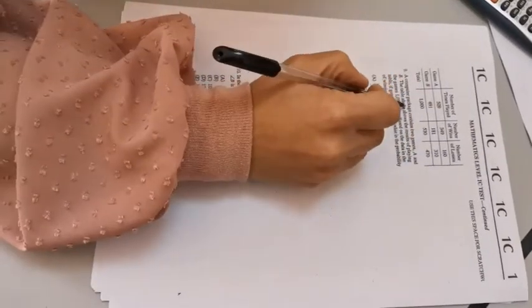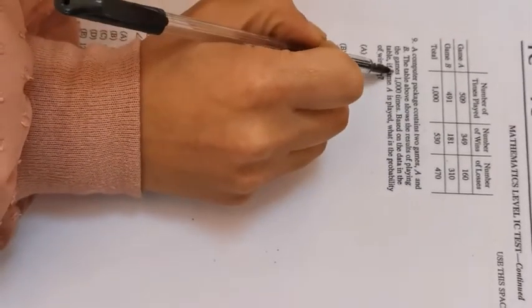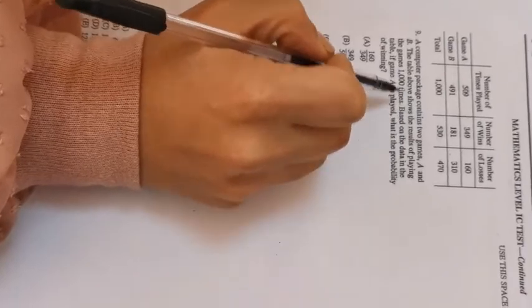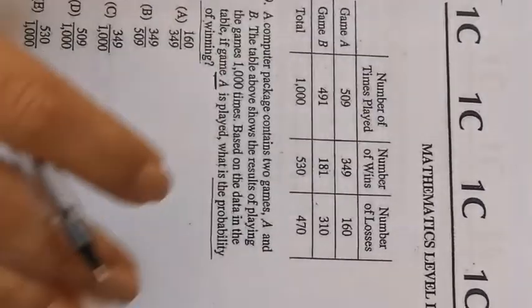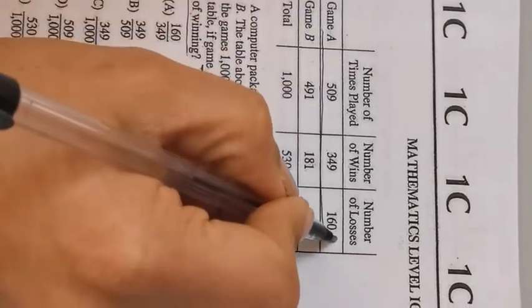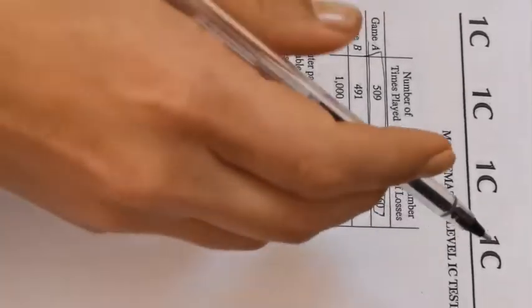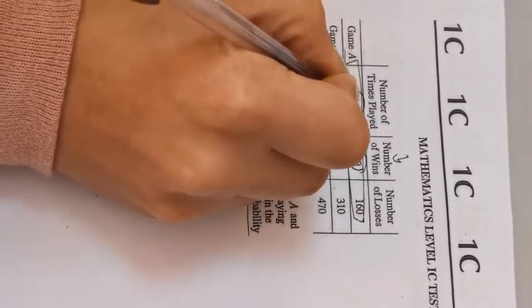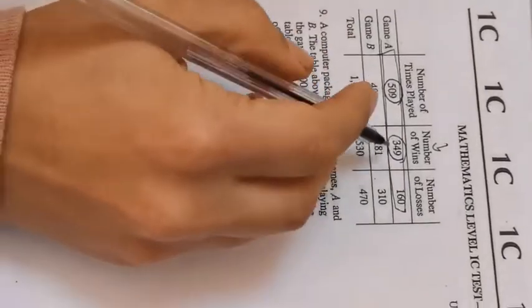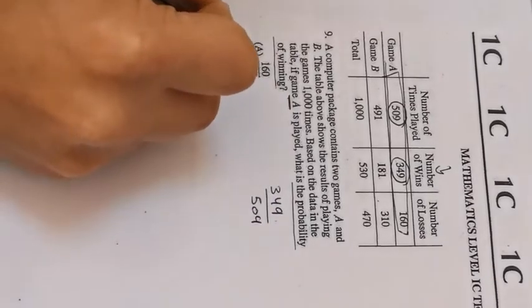Question 9. A computer package contains 2 games, A and B. The table above shows the result of playing the games 1000 times. Based on the data table, if game A is played, what is the probability of winning? So we have to go to game A. This is the number of times played, number of wins, number of losses. So what do I need to take? I need to take the number of wins and the total number of times we played game A. The answer is 349 over 509. So this is the correct answer.